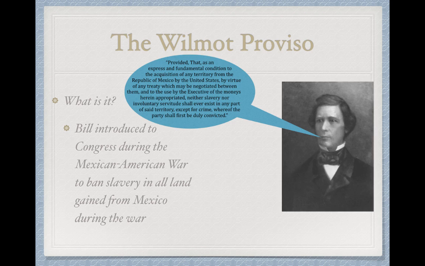Now, let's look at exactly what David Wilmot wrote. It says, "Provided that, as an express and fundamental condition to the acquisition of any territory from the Republic of Mexico by the United States, by virtue of any treaty which may be negotiated between them, and to the use by the executive of the moneys herein appropriated, neither slavery nor involuntary servitude shall ever exist in any part of said territory, except for crime, whereof the party shall first be duly convicted." So all this land that the U.S. would gain, that Mexican Cession, if we're up to David Wilmot, it would be slave-free.